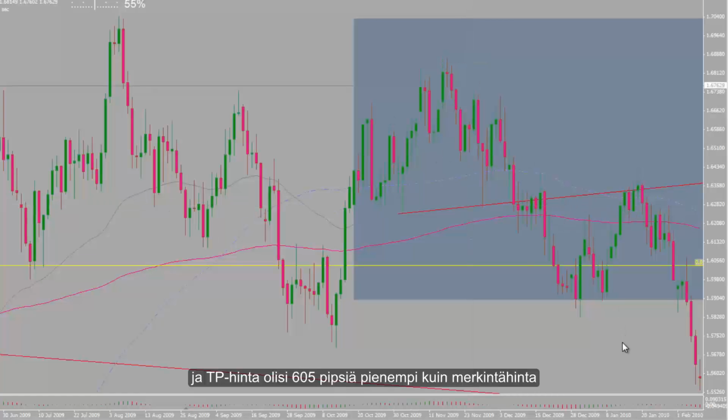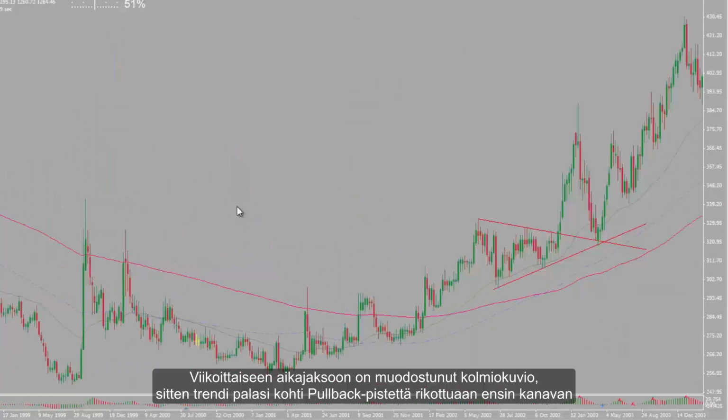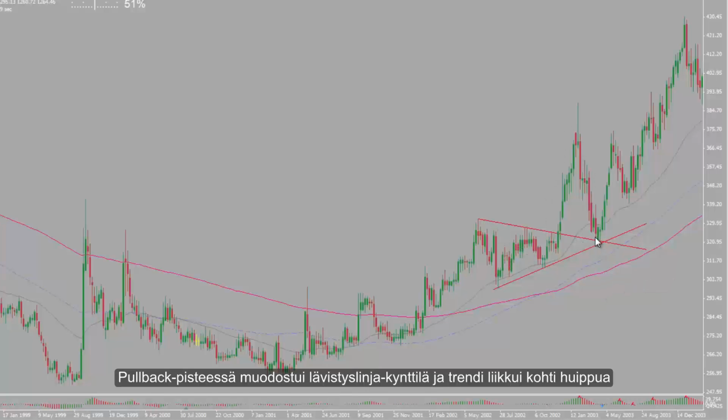On a weekly time frame, a triangle pattern had formed. Then the trend returned towards the pullback point after it had broken the channel. On the pullback point, a piercing line candle has formed, and the trend moved towards the top.